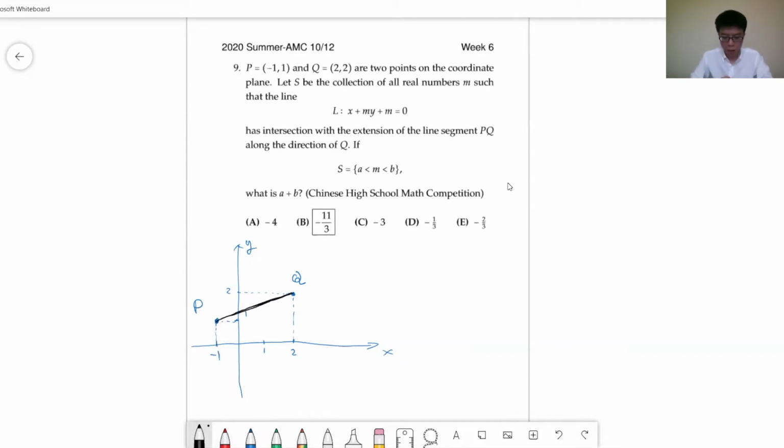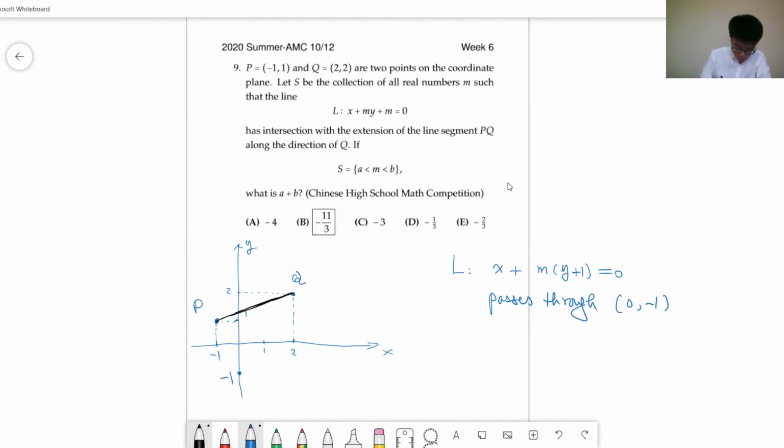And then we'll consider the line x plus my plus m. Let me combine these two m together. So x plus m, y plus 1 equals 0, right? This is the line L. And we see that this line passes through a certain point. If y equals minus 1, x equals 0, this equals 0. So the line passes through a fixed point, which is 0, minus 1. So it's here. Let me call this point A.